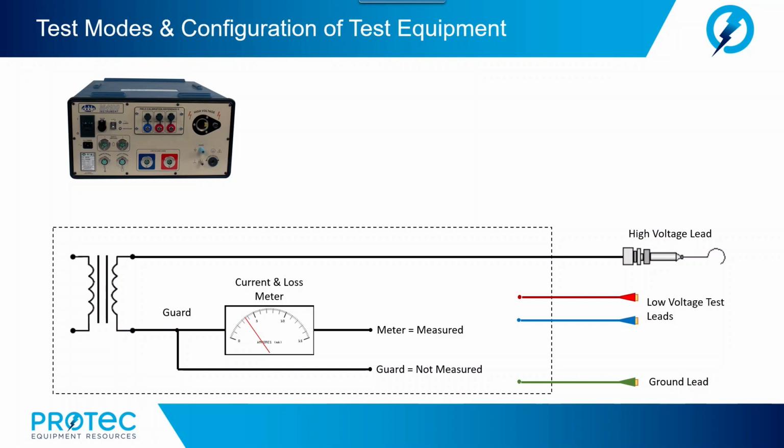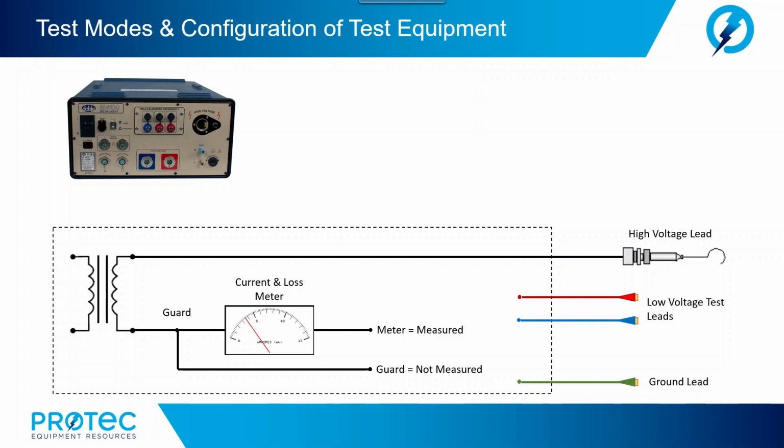Internal to the test set, the test leads are connected to either the meter or metering circuit or to the guard. Test leads connected to the meter will be measured, and test leads that are connected to the guard will not be measured. By specifying a test mode, the user can choose to measure the red lead, the blue lead, the ground lead, or any combination, any two or all three.